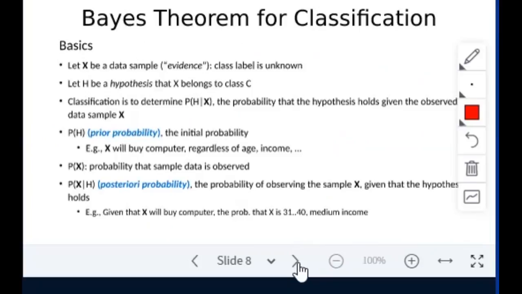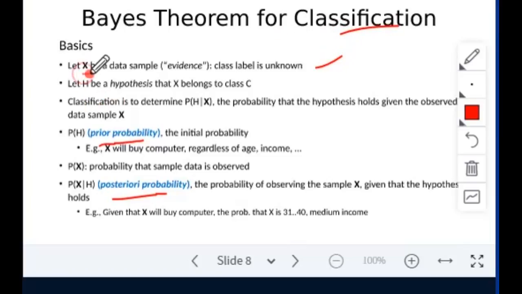Bayes theorem for classification. As I told, the Bayes theorem is named after Thomas Bayes. There are two types of probability here: one is prior probability and another is posterior probability. Let us have some basic knowledge about this Bayes theorem, especially for classification.